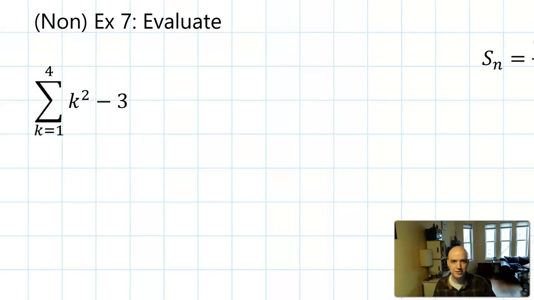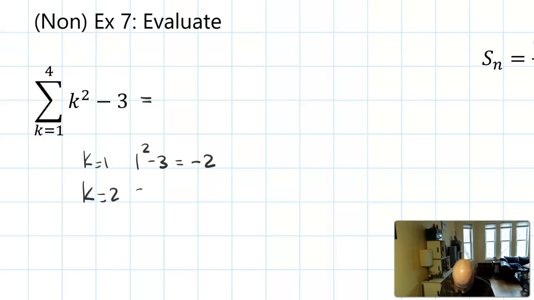We're going to close the video by looking at 2 non-examples of times when you can't use this lovely arithmetic series formula. So the first one is the sum from k equals 1 to 4 of k squared minus 3. And this time I am going to actually just write it out. So this would be saying, all right, when k is 1, 1 squared minus 3 is negative 2. And when k is 2, that would be 4 minus 3, or 1. When k is 3, that would be 9 minus 3, or 6. And when k is 4, that would be 16 minus 3, which is 13.